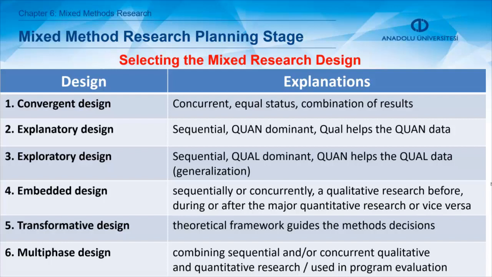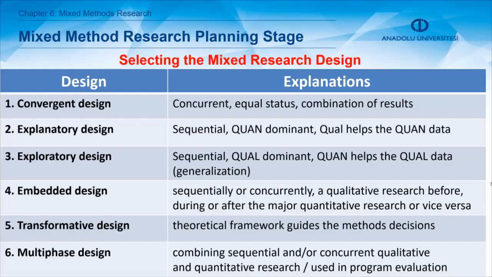In number 3, in exploratory research design, again, the timeline is sequential, but this time you first collect qualitative data and it's more dominant. Then you collect quantitative data to generalize the findings of qualitative data. These three, convergent, explanatory, and exploratory designs, are really popular in mixed method research design.